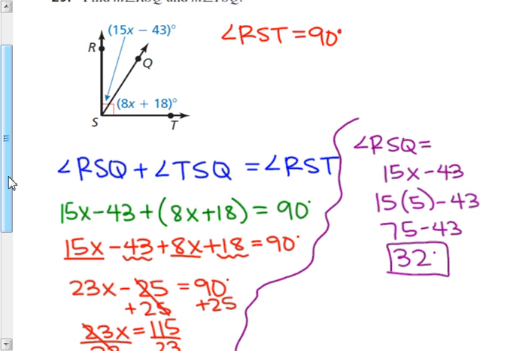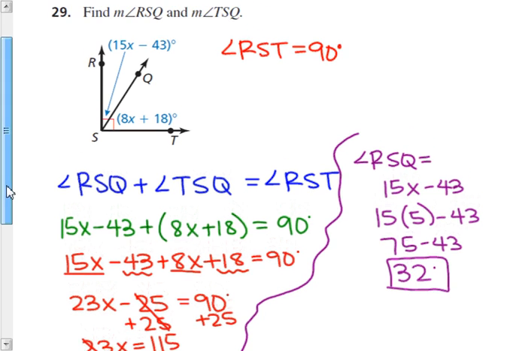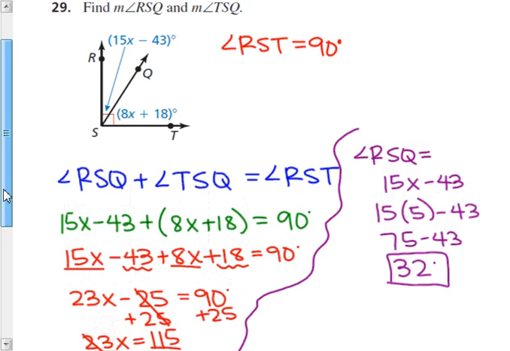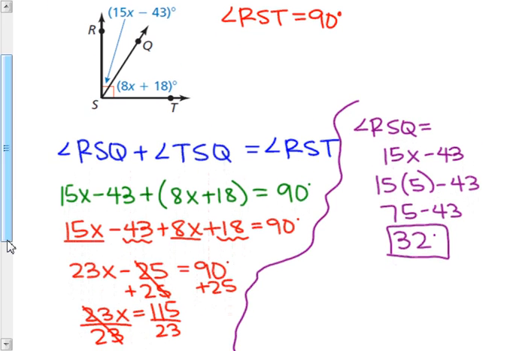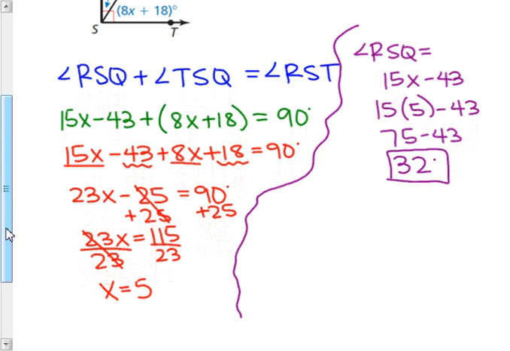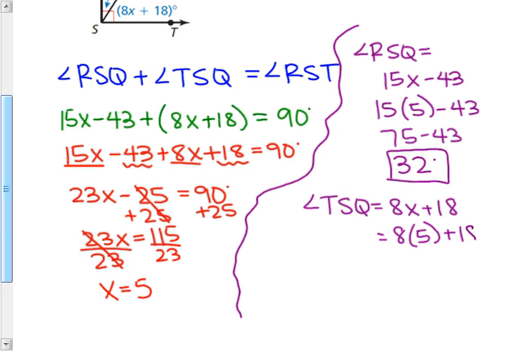And then doing it again for TSQ, 8x plus 18. Angle TSQ is 8x plus 18, and I know that x equals 5. So I'm going to plug in 5 for x. Let's see, 8 times 5 is going to give me 40, plus 18 gives me 58 degrees.